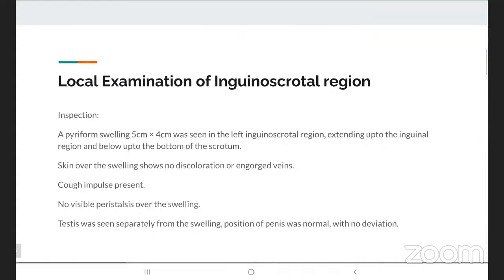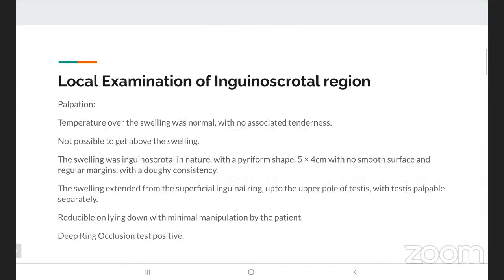On palpation, the temperature over the swelling was normal with no associated tenderness. It was not possible to get above the swelling. The swelling was inguinoscrotal in nature with a pyriform shape, 5 into 4 centimeters, with smooth surface, regular margins and doughy consistency. The swelling extended from the superficial inguinal ring above up to the upper pole of the testis, with the testis palpable separately. The swelling was reducible on lying down with minimal manipulation by the patient, and the deep ring occlusion test done on the left side was positive.